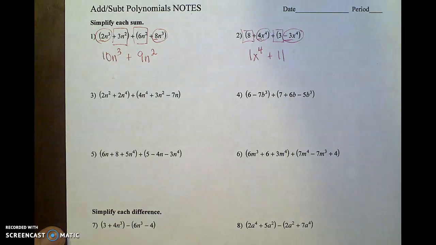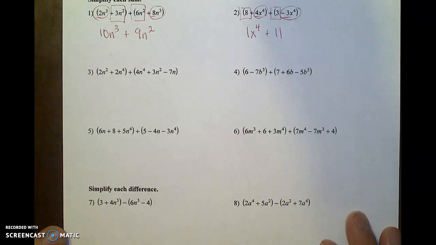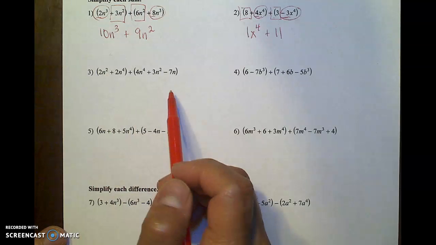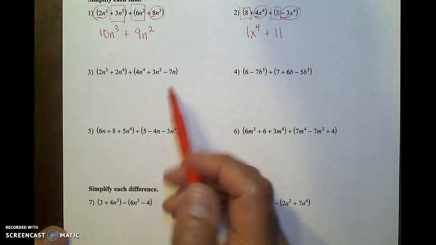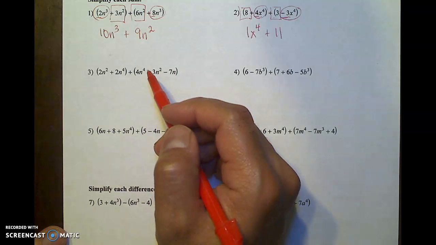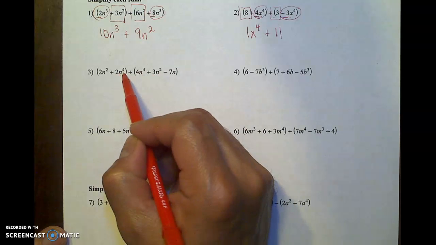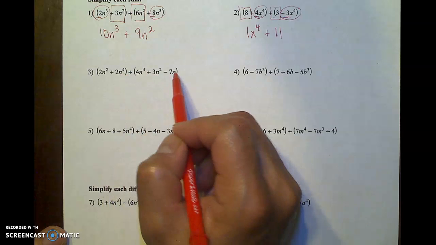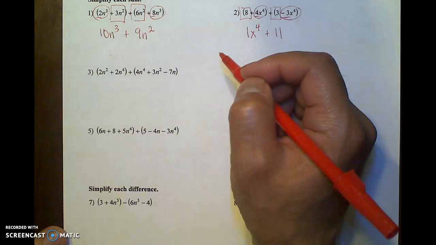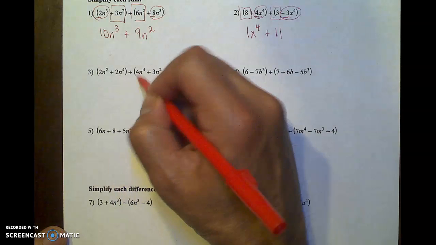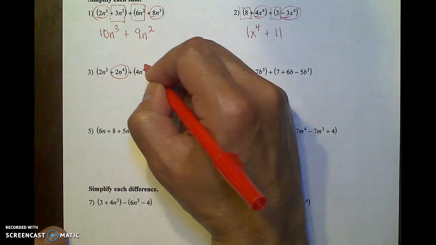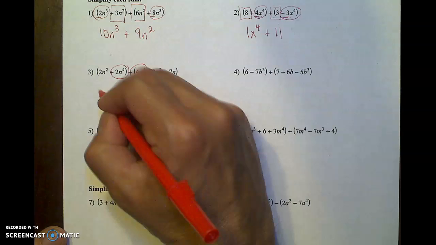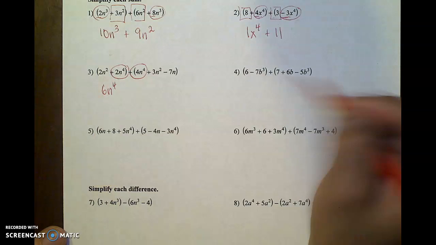Moving on to number 3. A lot of n's everywhere, so we need to be careful which ones we're going to combine. Let's look for the n with the biggest exponent. Here we have n to the fourth. Here's another n to the fourth, n squared, n to the first. The biggest exponent is n to the fourth, and I have two of those. So we're going to combine those two together to get 6n to the fourth.